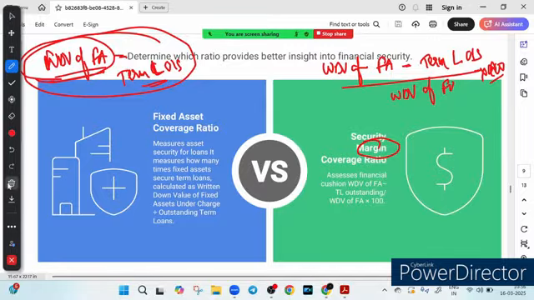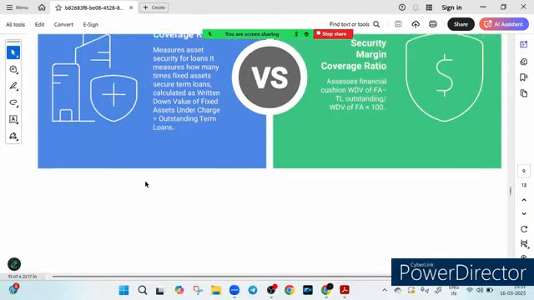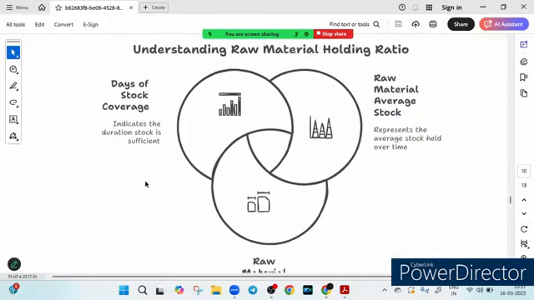So I hope this makes sense to you. Now let's switch our focus to the next kind of ratio we have. There is something called the raw material holding ratio. Try to understand it very clearly. Efficient inventory management is very crucial for business success. So let's break down the raw material holding ratio and its key components.